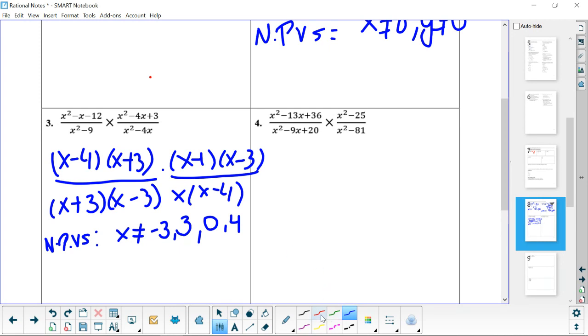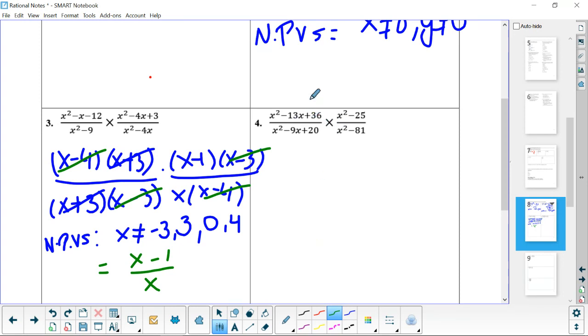Now let's cancel out the common factors. So x plus 3 cancels out with x plus 3. x minus 4 cancels out with x minus 4. x minus 3 cancels out with x minus 3. So we are left with x minus 1 in the numerator and x in the denominator. So our answer is x minus 1 divided by x. Let's do the next question. Question number 4.